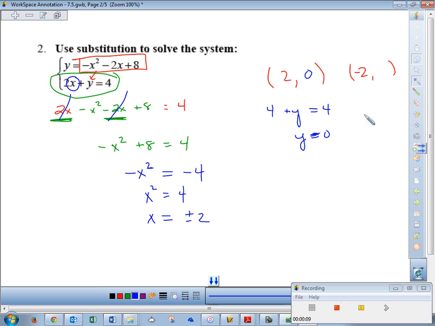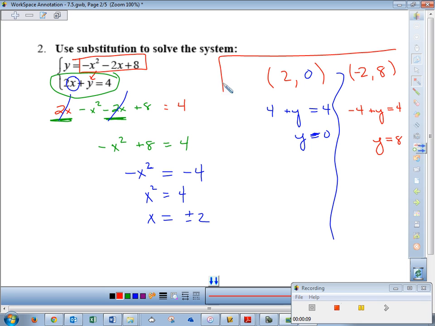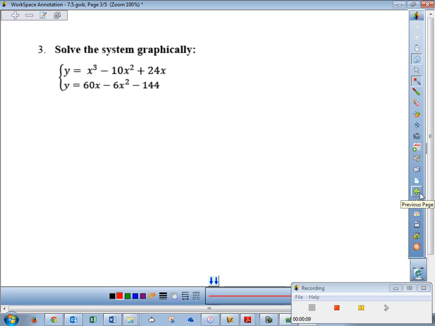Now put negative 2 in. That would be negative 4 plus y equals 4, and y could equal 8. So these are my two answers. I solved that system. That parabola and that line intersect in two places. Cool with those? Yeah. How do they want you to solve this one? Graphically. Let's graph both of those.